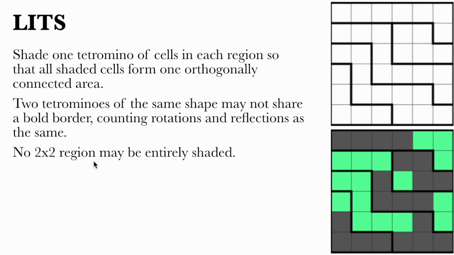No 2x2 region may be entirely shaded. That is just saying that given any four cells in the grid that make a little square, at least one of them must be unshaded. Sometimes we use region to mean a set of cells that are bordered by a bold border like this. In this instance, region is just saying any 2x2, even if there's a bold border inside them. Those are the rules of Lits, so it's time to solve a puzzle.